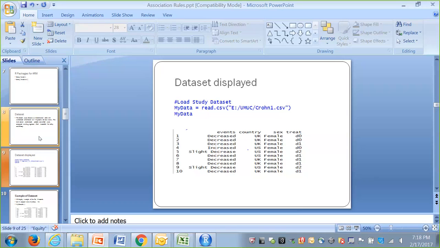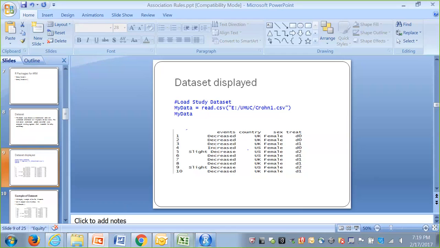And then what we're going to try to do is look at that association between the particular treatment and the event, and how that association is made, but also looking at country and the sex of the patient. And we will look at where those associations or rules apply, and where we can see a particular trend in the data. So it's quite interesting from that perspective.